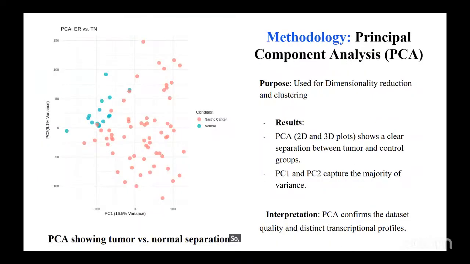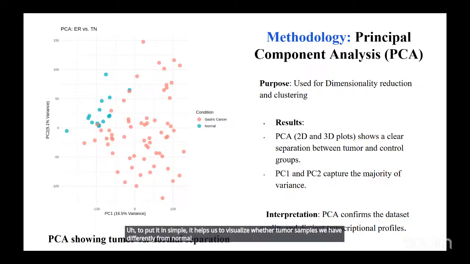So PCA, it is a principal component analysis. It is a statistical method that reduces complex gene expression data into a few components that explain the most variance. To put it simply, it helps us to visualize whether tumor samples behave differently from normal samples or not, like at the gene expression level.